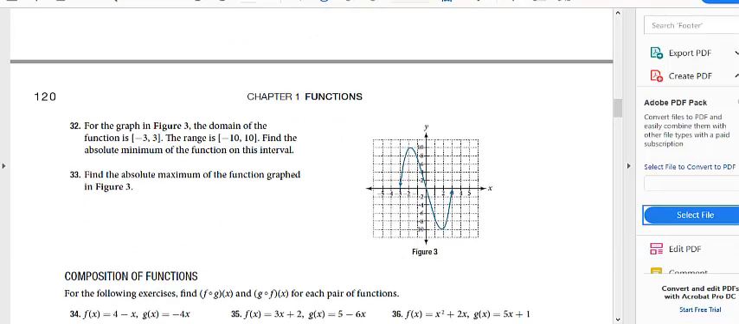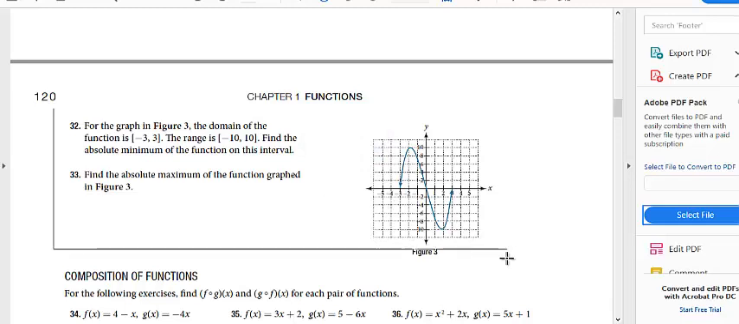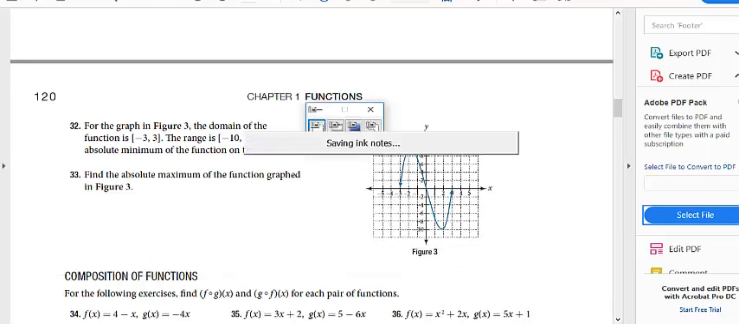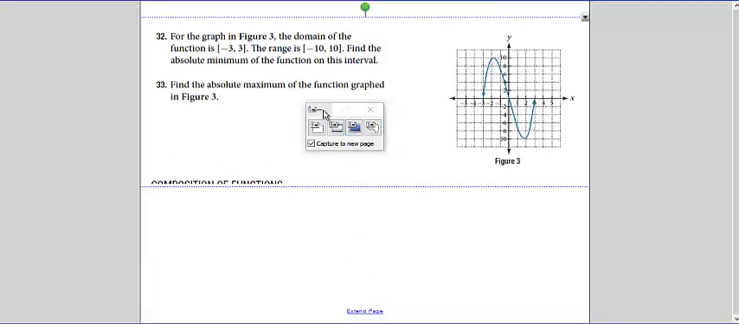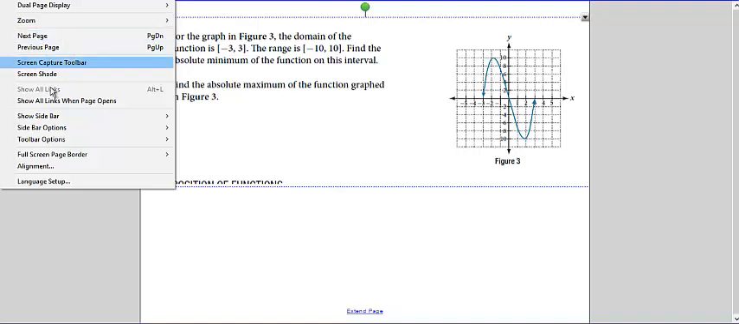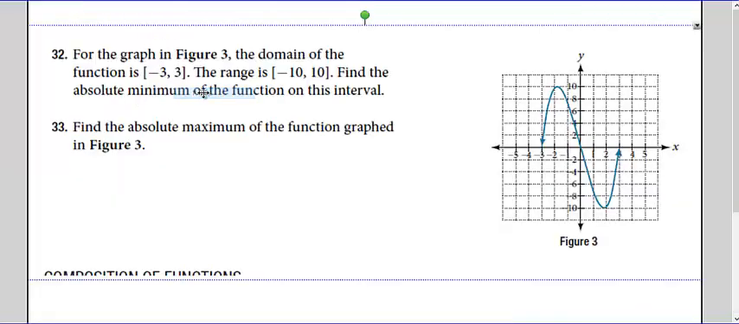And then the final problem is this one. Zoom in a little bit. Okay, so it says the domain is from negative 3 to positive 3. So we're only looking at this part of the curve. And it says the range is from negative 10 to positive 10. So you can see here we have positive 10. Here we have negative 10. Find the absolute minimum of the function on this interval.